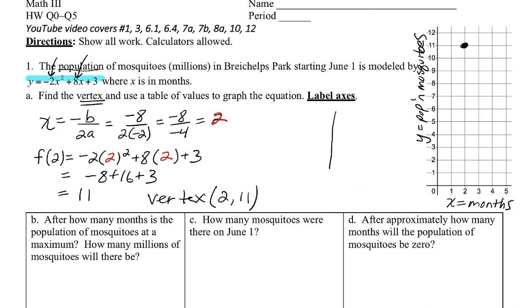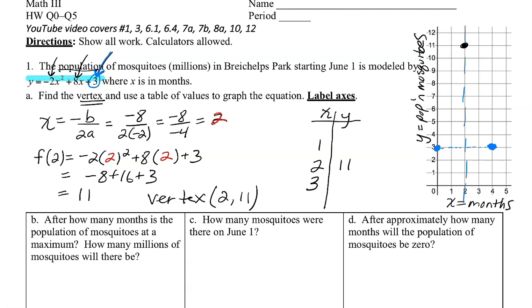And if we make a table of values to find a couple more points, we know that the y-intercept is at 3, so we can graph that point, (0, 3). Based on symmetry, here's the axis of symmetry. Based on symmetry, there's another point that's 2 units away. That would be right here. So really in my table, I already have the point (2, 11). So I'm going to pick one less on the x and one more on the x and plug that in and see what we get.